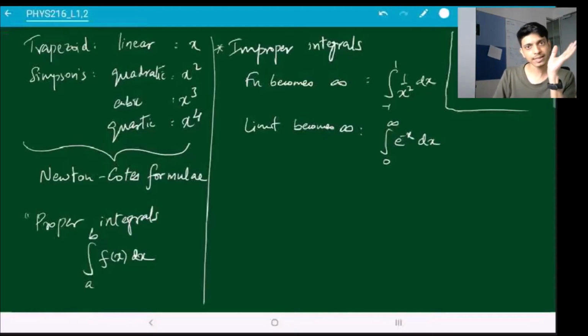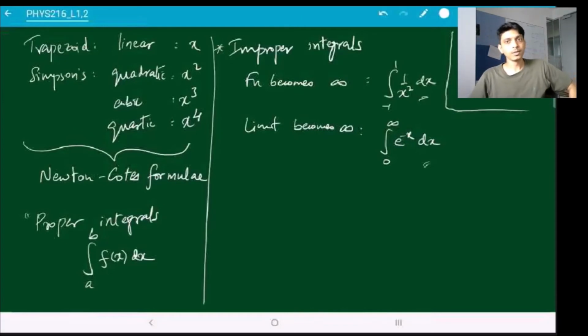Notice that in both these cases, the integral actually exists. So you can integrate 1 over x squared from minus 1 to 1. The answer will be something like minus 1 over x from 1 to minus 1. I think this will give you 2, and this will give you e to the minus 0, which is 1. So in both these cases, it's a very well-defined integral. It's just that either the function becomes infinite or the limit becomes infinite. We are not talking about integrals which don't exist at all.